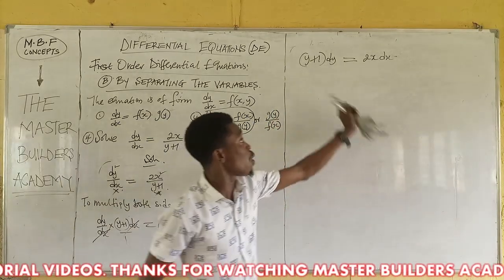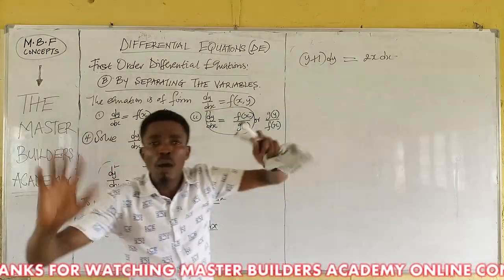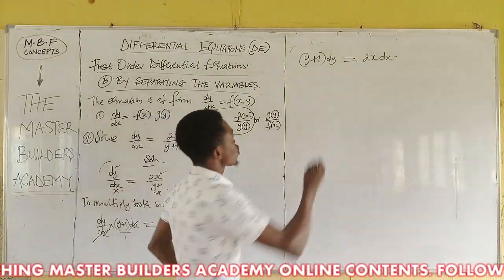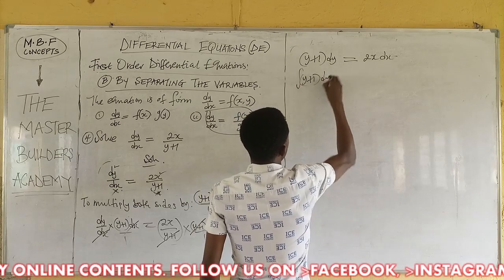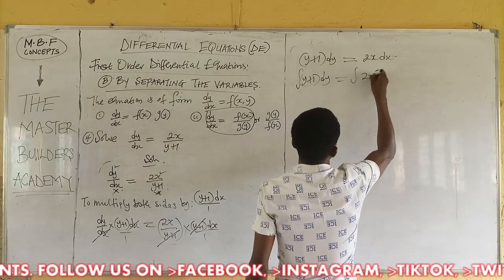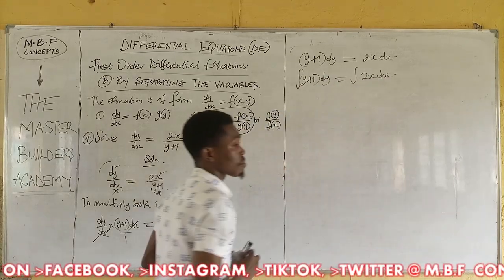Everything here is x, y. Everything here is x, right? Now we can introduce our integral. So when I introduce the integral, I'm going to have the integral of y plus 1 dy is equal to the integral of 2x dx.